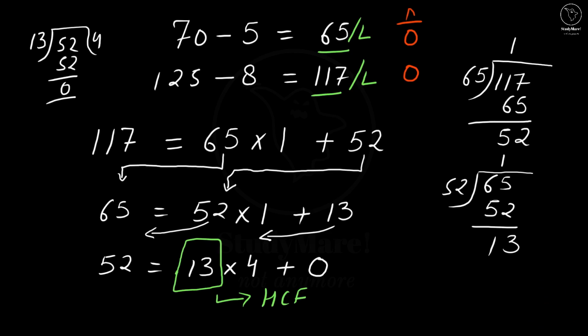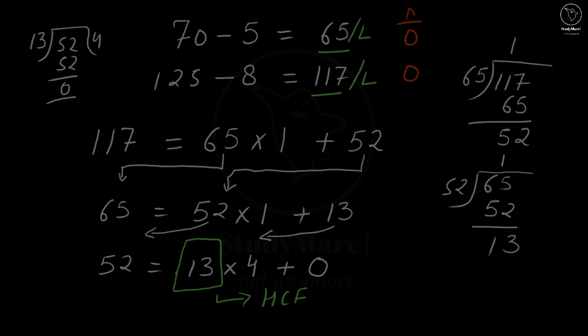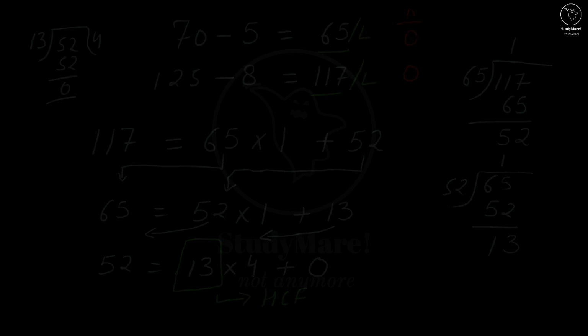So this is the largest number, that is 13, which when it divides 70 and 125 leaves the remainders 5 and 8 respectively. So see, it was easy, it was simple. Just in the beginning, you have to use a little common sense just to understand the meaning of leaving the remainder, with the help of which we actually got the two numbers for which we have to find the HCF, and we are done. Just start doing it without getting confused, without getting scared, and you will get the answers, the solutions yourself. Believe me, StudyMare, not anymore.